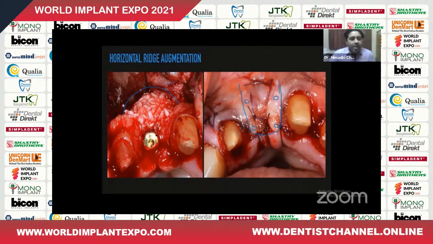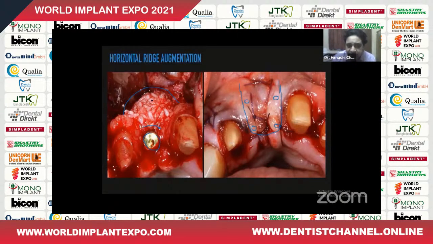Now, if you have placed the implant, here it is important, like this. And if you have a thread exposure here, okay, like your thread is exposed from the buccal side, I would recommend that you first place some autogenous bone on the top of the implant. Don't place any graft material first. Then you place some autogenous bone, and then you place the graft materials.